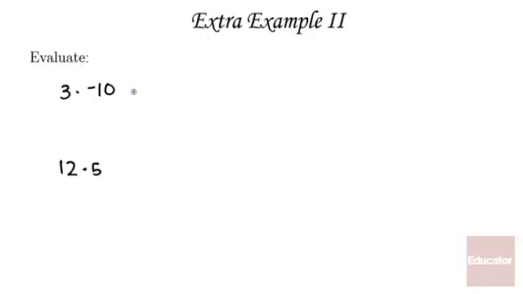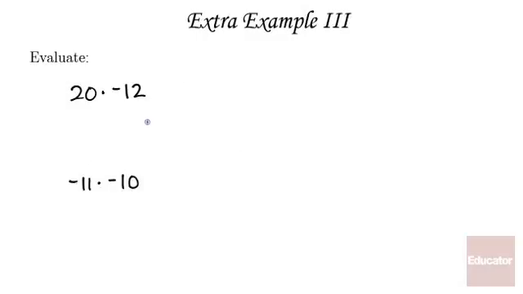3 times negative 10 is 30, and then I have only one negative sign. That's a negative product. What about this one? The answer is 60. If I multiply these two numbers, a positive and a positive, this doesn't change. This is just 12 times 5 is 60. There's no negative signs involved.